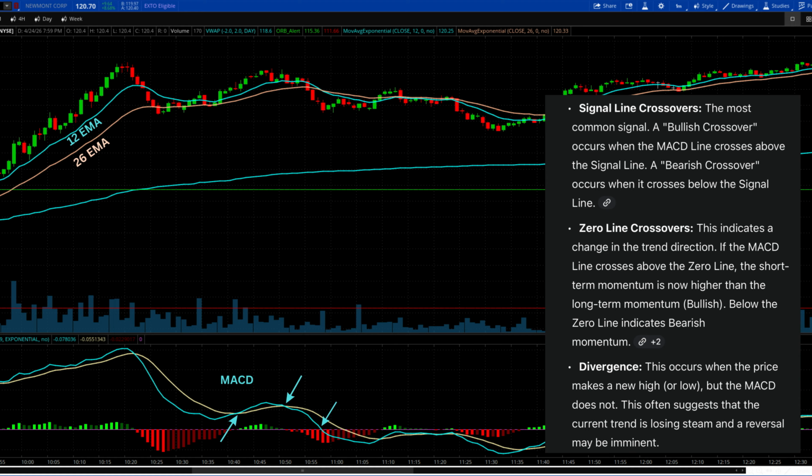Divergence. This occurs when the price makes a new high or low, but the MACD does not. This often suggests that the current trend is losing steam and a reversal may be imminent.